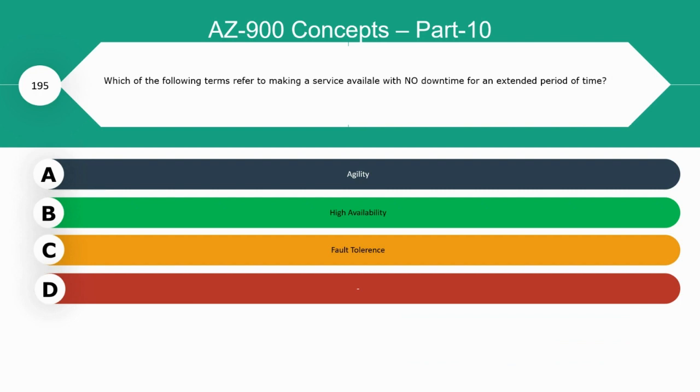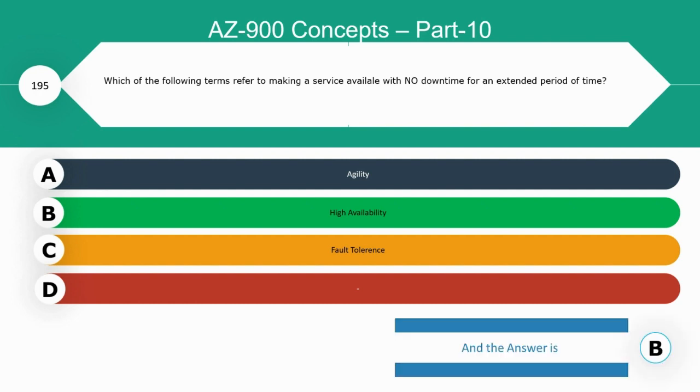Next is, which of the following terms refers to making a service available with no downtime for an extended period of time? Is it agility, or high availability, or fault tolerance? The right answer for this question is option B, that is high availability. High availability keeps the service up and running for a long period of time, with a little downtime, and depending on the service in the question, it might vary. And so the right answer is high availability, option B.